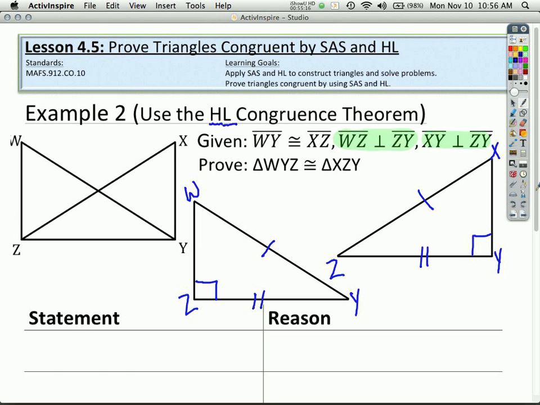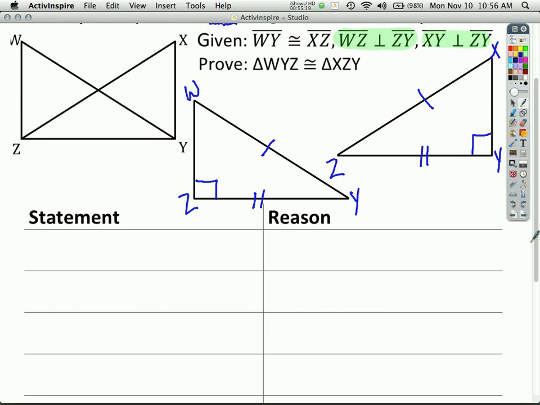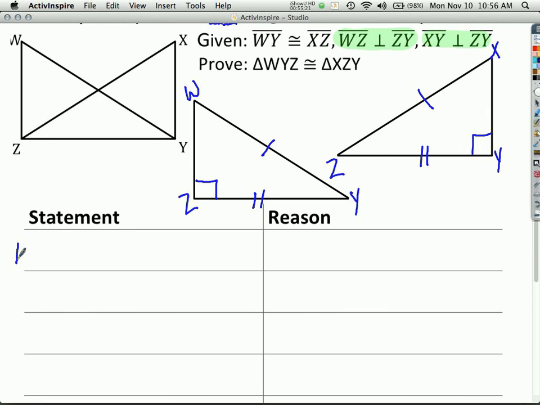All right, so let's go ahead and start laying out the proof. So statement number one, let's lump all the given stuff together. We've got WY, it's congruent to XZ, and we've got the two perpendicular statements.